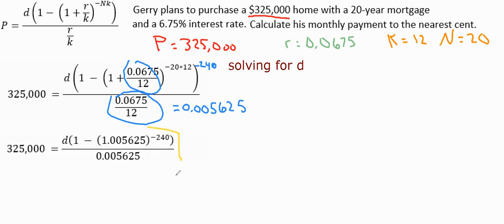So we have this part here, and now I'm going to multiply both sides by this denominator, 0.005625. So multiplying 325,000 times 0.005625 gives me 1828.125 on the left side of the equation.